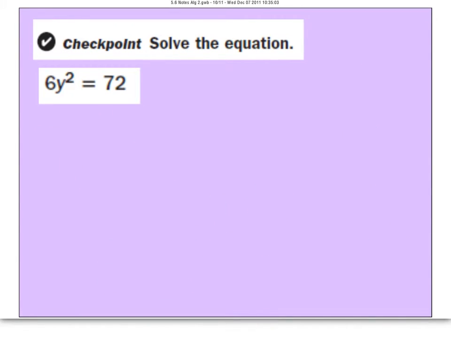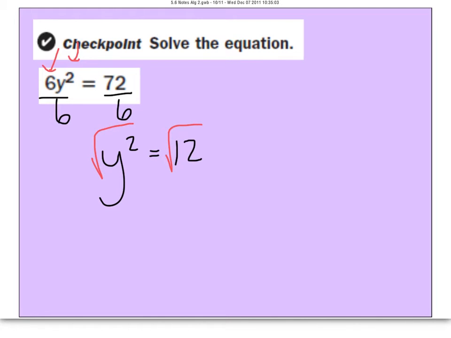Here's another one. I have to get the little 6 out of here and the little 2. Always leave the exponent until last in this case. So instead of multiplying by 6, we're going to divide by 6. And that's going to leave us with y squared equals 12. Come in and take the square root. Don't forget plus and minus.